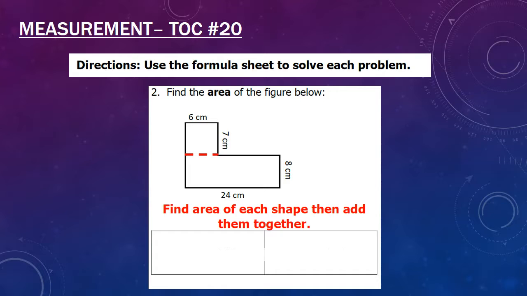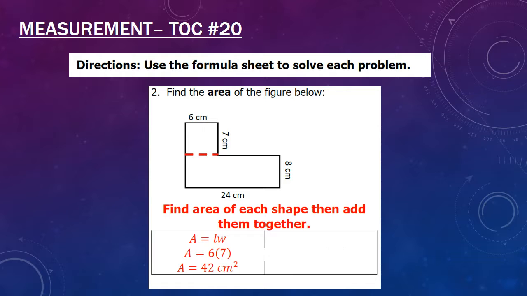So the first shape would be a rectangle because it's 6 and 7, it's not a square. So I would take the rectangle formula, which is length times width, take 6 times 7, plug in those values, and 6 times 7 equals 42. This is area, so it's square units. Put that little tiny 2 exponent.